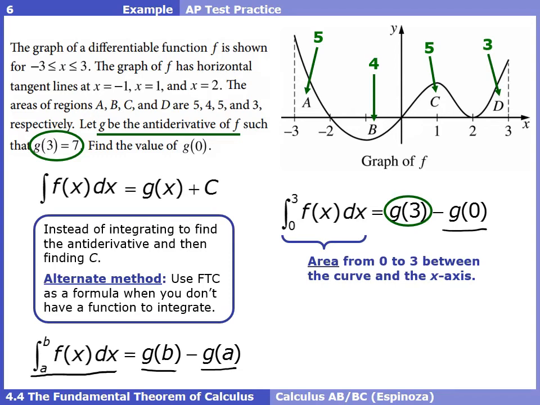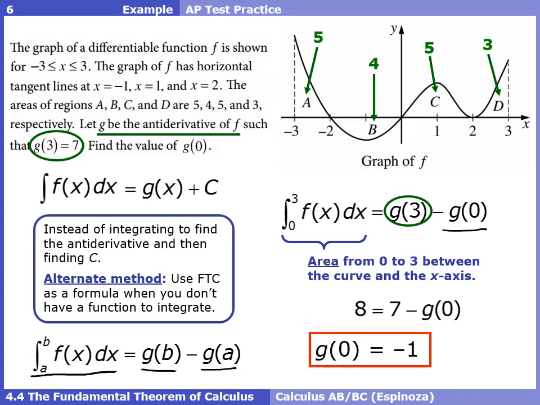The area from 0 to 3 would be 5 plus 3. It'd be the areas C and D, so that would be 8. We know g of 3 is 7, and we're looking for g of 0. If we subtract 7 and then multiply by that negative in front of g of 0, we'll find that the value for g of 0 is equal to negative 1. So again, keep in mind, in a different scenario, what we would have done is found the value of c after we integrated so that we could plug in 0 for g, or find the value of g of 0 by plugging in 0.